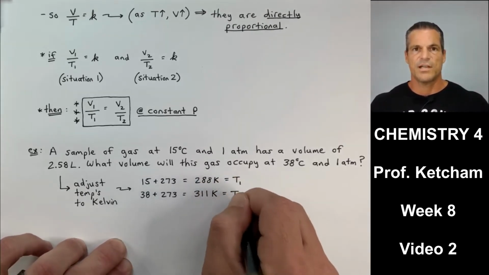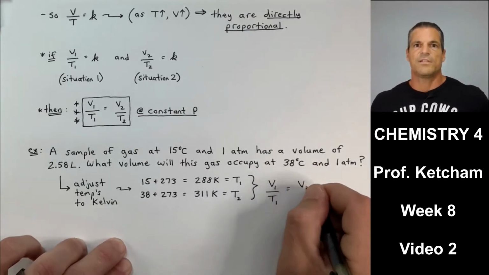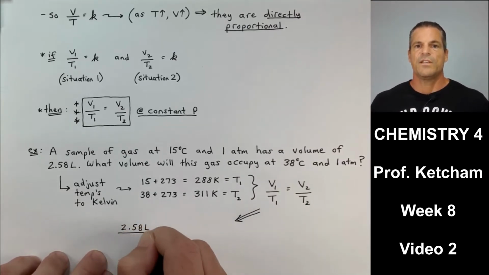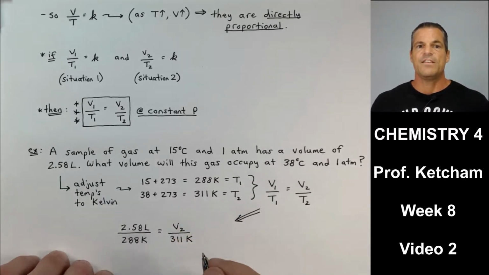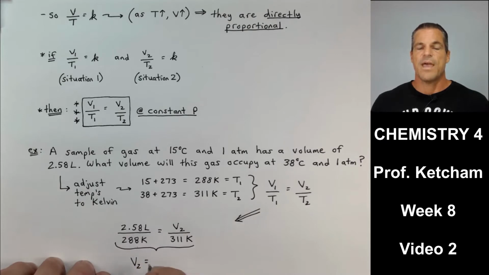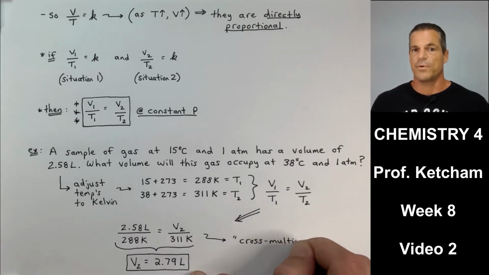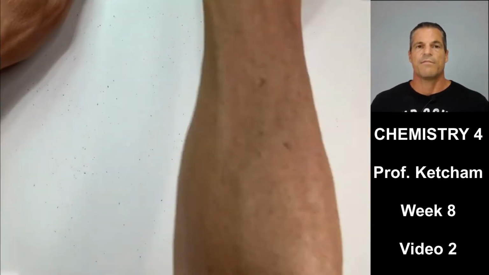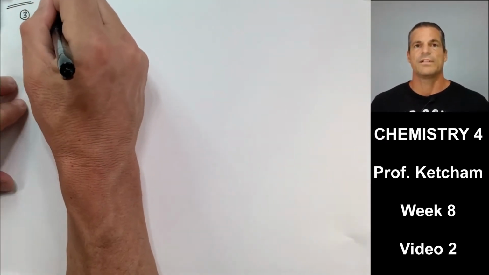First thing we do when we see Celsius in this entire section 5, take all the Celsius values and convert them to Kelvin. So I've done so. V1 over T1 equals V2 over T2. You plug in all the proper values, and I have V2 that I need to solve for. In math, when we see a proportion like this, we cross multiply and divide. So if I cross multiply 2.58 times 311, divide by 288, I get my value for V2. And that would have the proper number of significant figures. Don't forget your units. The units for that last problem were liters.